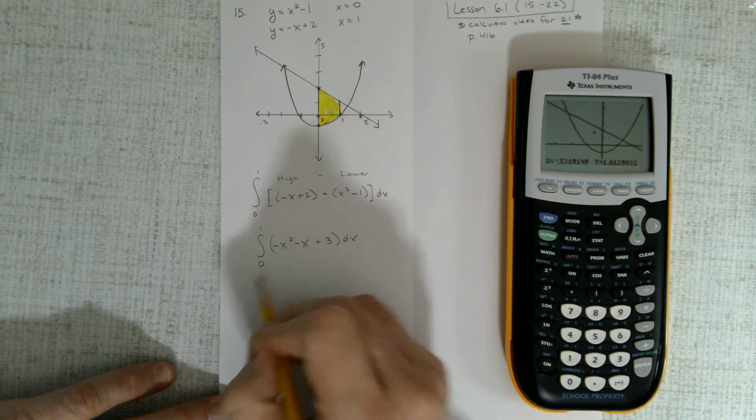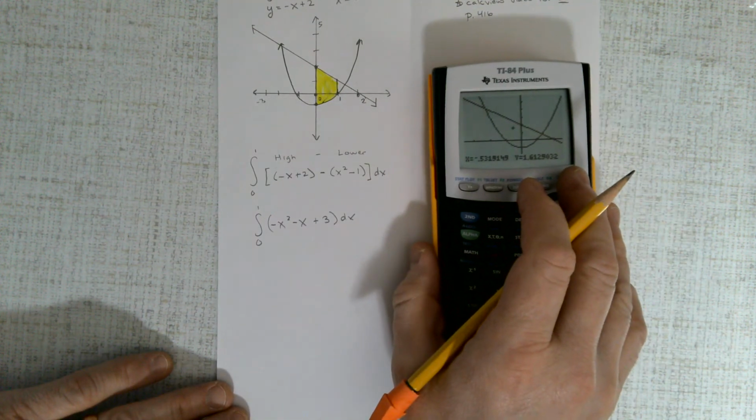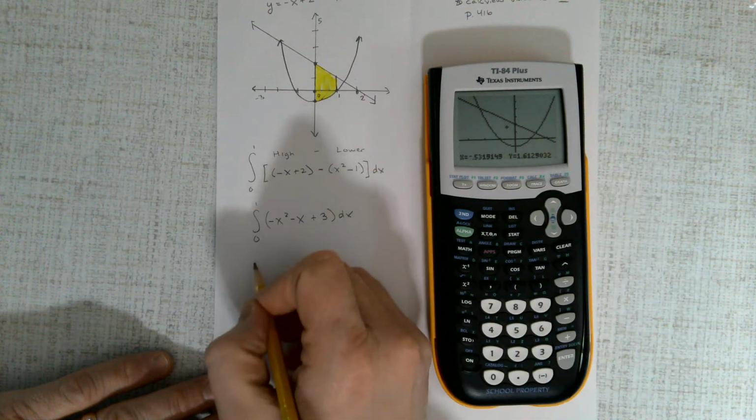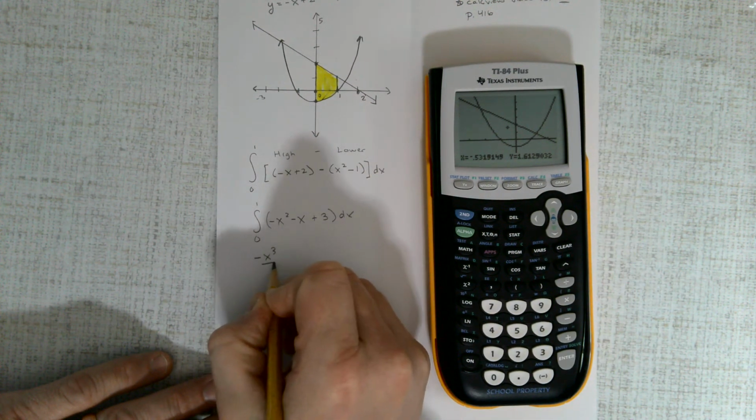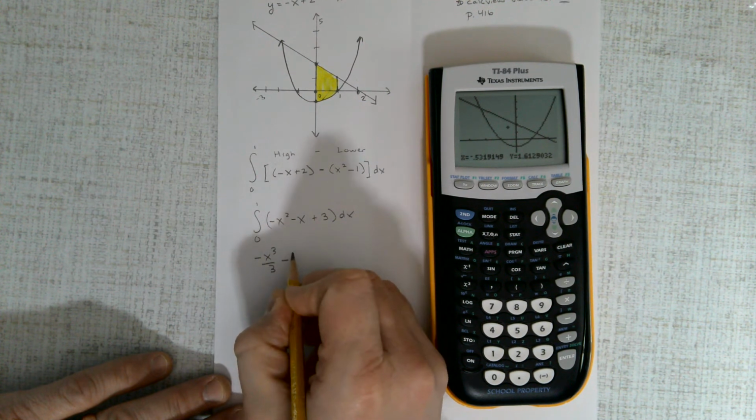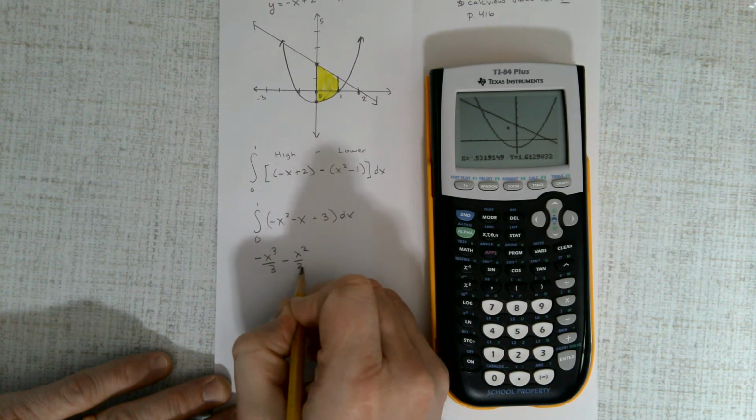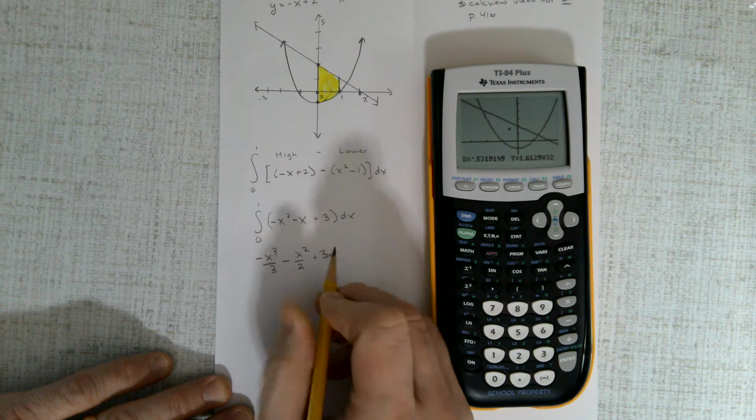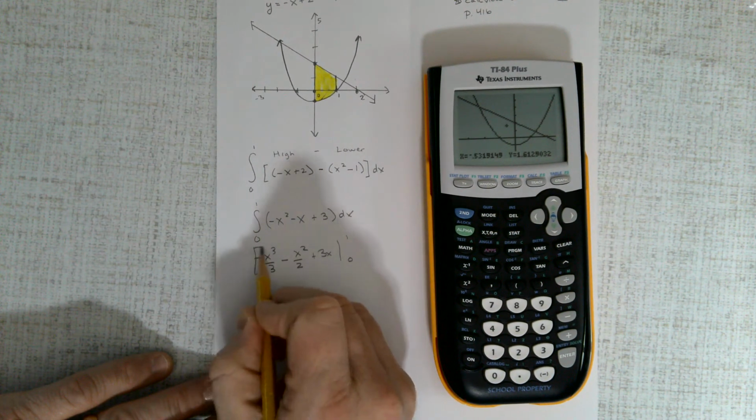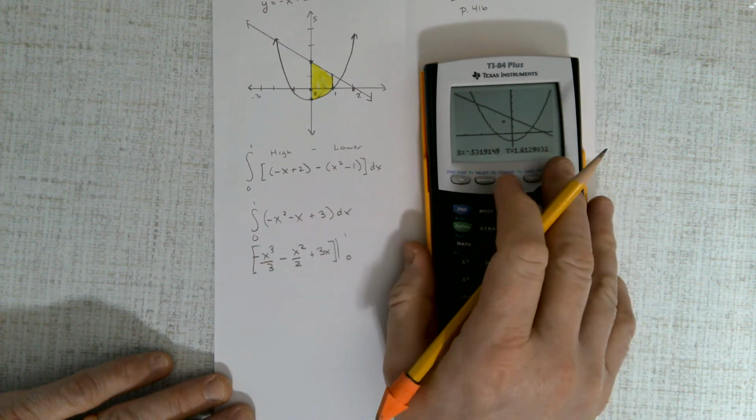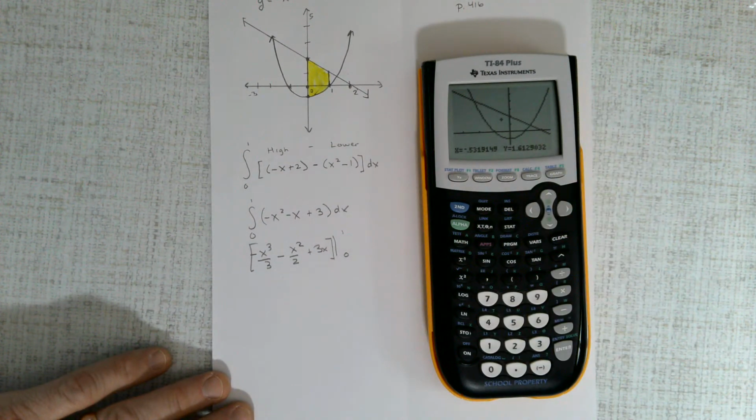And now we're going to integrate. As far as showing work in the calculator, what I want you to do is at least take it to the next step, which would be a negative x to the third over 3 minus x squared over 2 plus 3x, all from 0 to 1. That's the fundamental theorem of calculus.